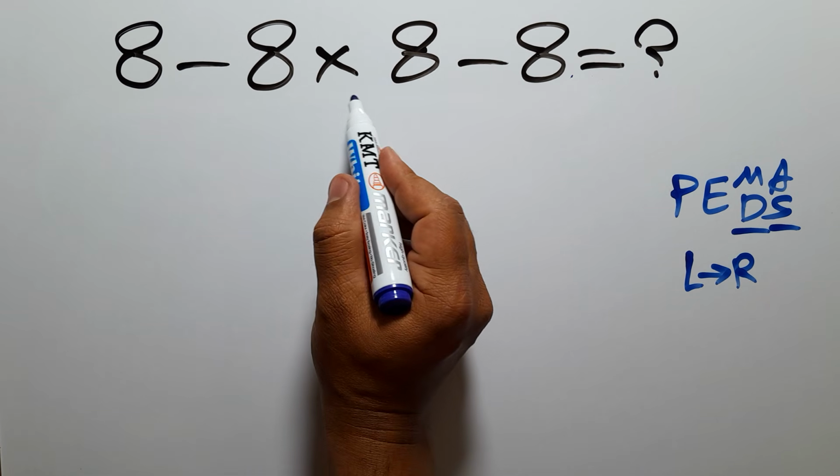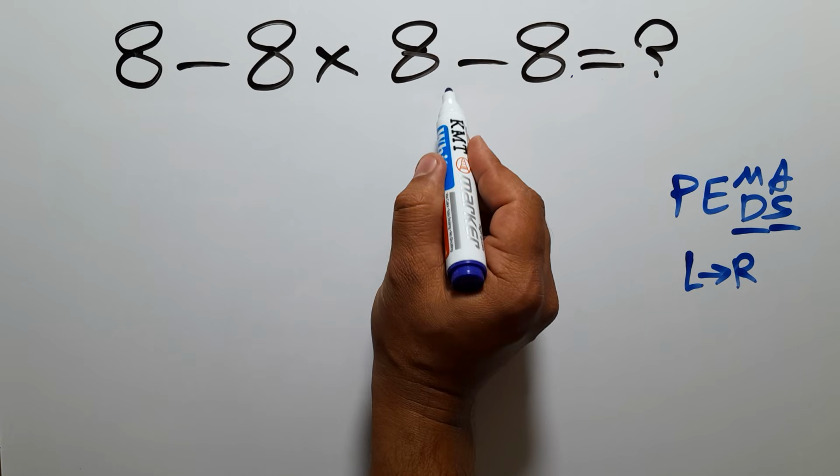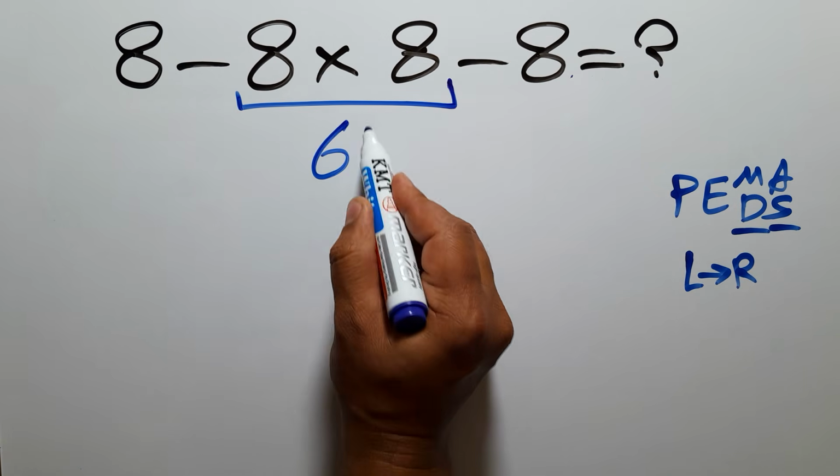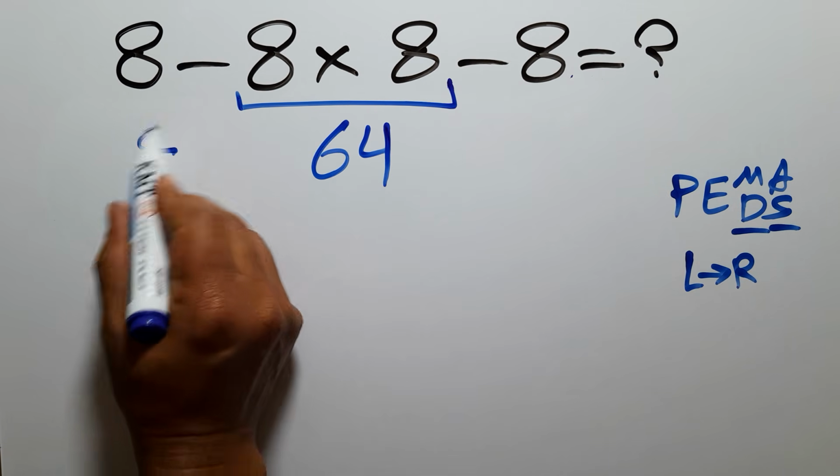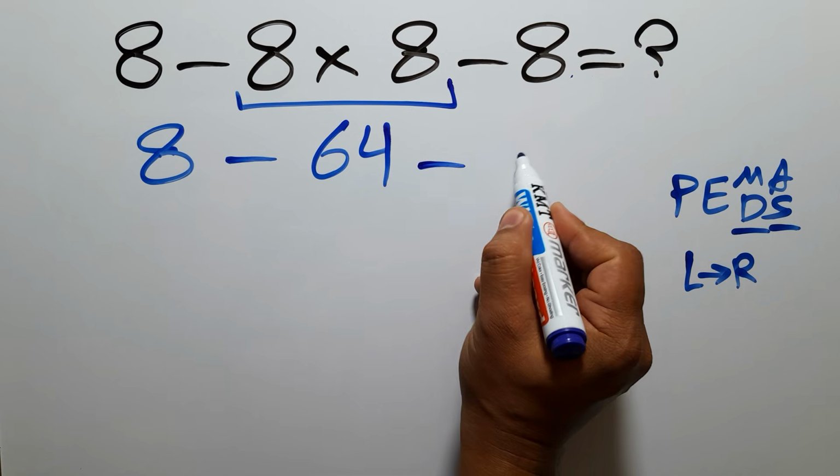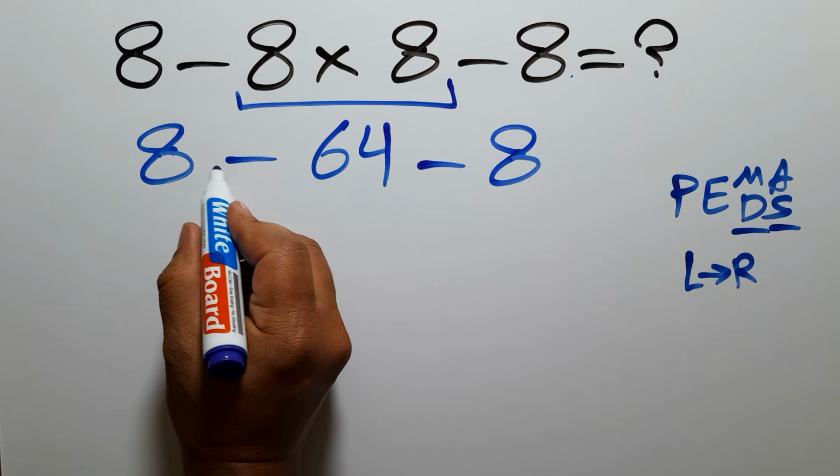So first we have to do this multiplication. 8 times 8 gives us 64. So we have 8 minus 64 minus 8. Now we have to do this subtraction.